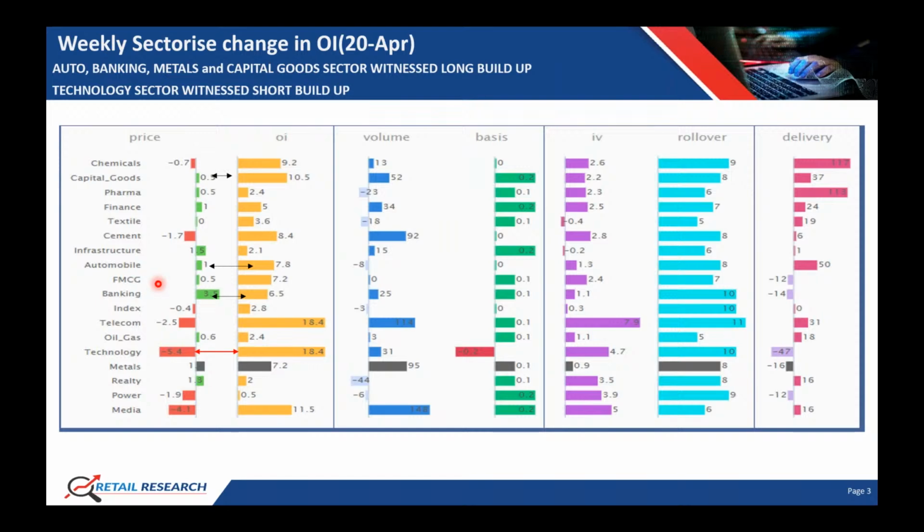Let us look at the sectors. Sector wise, in automobiles there is some kind of buildup. In technology, there is a sharp short buildup. Banking is the sector where we see a lot of long buildup. There is also a small amount of long buildup, around 10%, in capital goods. So auto, banking, metals and capital goods are looking good for long trades, and in technology, on rallies we can short again, because that's where we see short positions being built up.